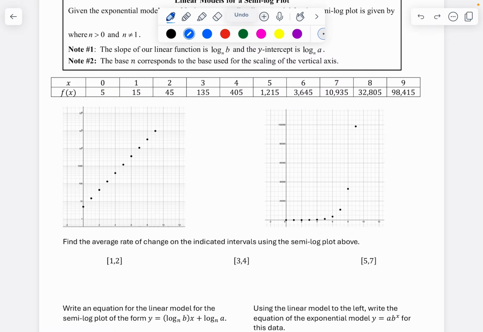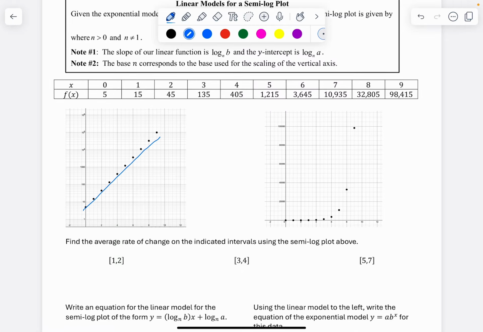Okay, let me try that again. What we notice is that if we have a line, our rate of change is going to be constant over that whole line. Okay, and so if I try and find the rate of change and I do 45 minus 15 over 2 minus 1, that equals 30. But if I do 135 minus 45 over 3 minus 2, now we're equaling 90, and that's not the same.